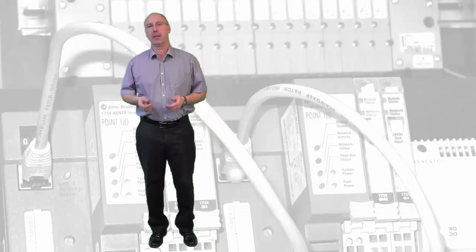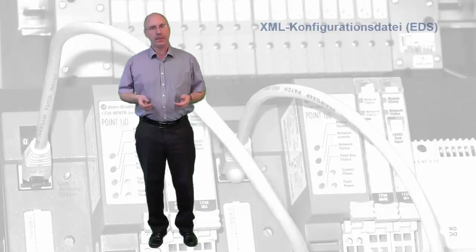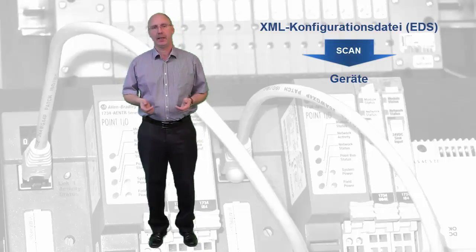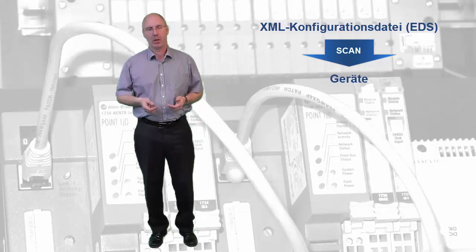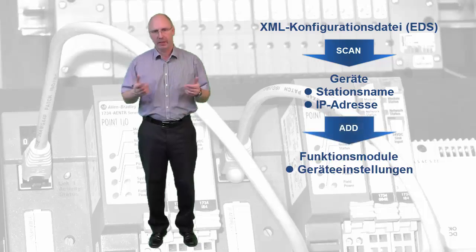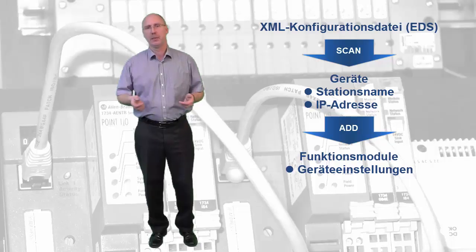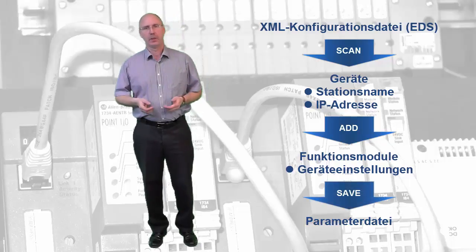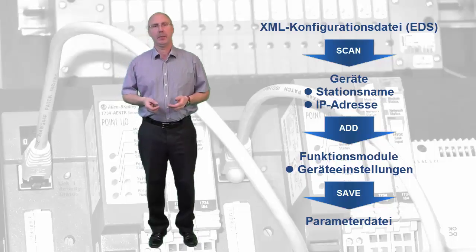Today, I would like to introduce you to the configuration of Ethernet IP devices using Sybera's EIP Config software. An Ethernet IP device must first be parameterized using the appropriate XML configuration file. To do this, the station name and IP address must be set, further device settings must be made, and the function modules for operation must be assembled. These settings are then saved in a native parameter file for further use.